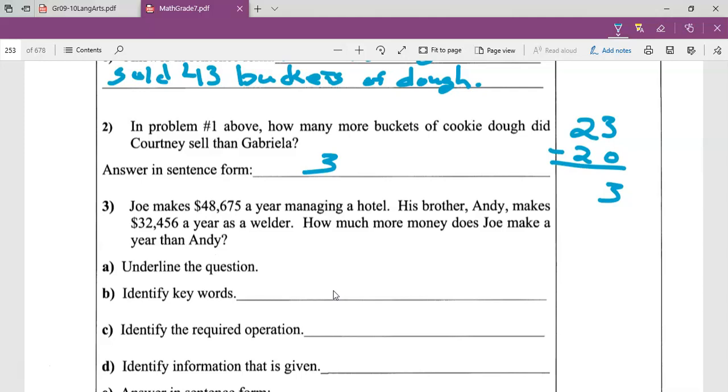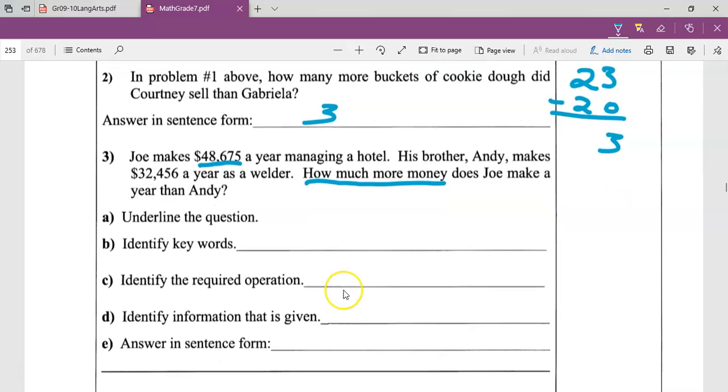Question 3. Joe makes $48,675 a year managing a hotel. His brother Andy makes $32,456 a year as a welder. How much more money does Joe make a year than Andy? Well, once again, we are going to have to identify some keywords. How much more? That's a keyword.